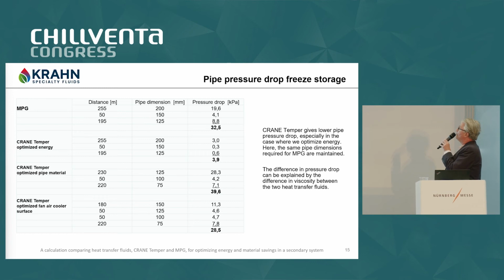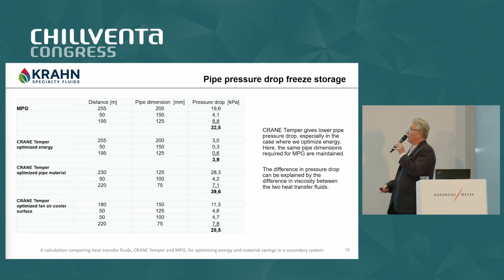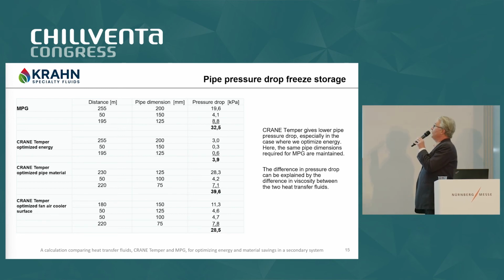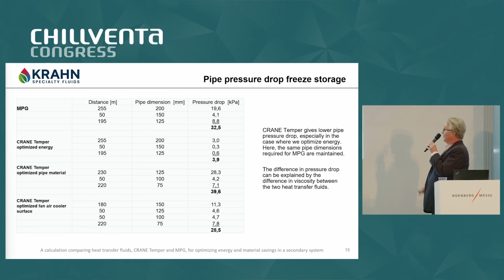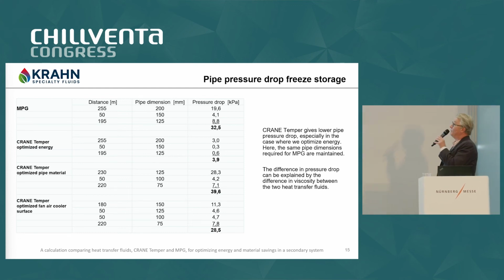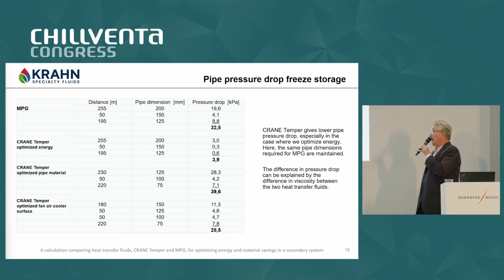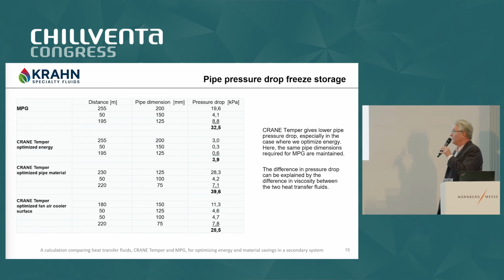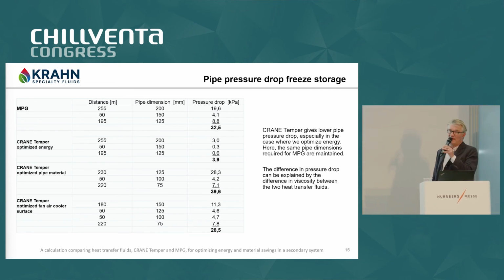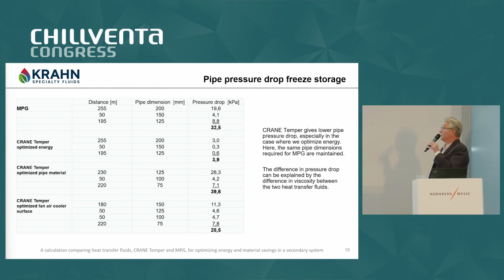When you calculate the pressure drop, we got these figures. For the MPG with these operational parameters, we have a pressure drop for MPG 32, and look, Kraneteper optimized energy 3.9. That's enormous, the big difference with MPG. When optimizing the pipe materials and air cooler surface, the difference in pressure drop is not that big, but instead you have lower investment costs.